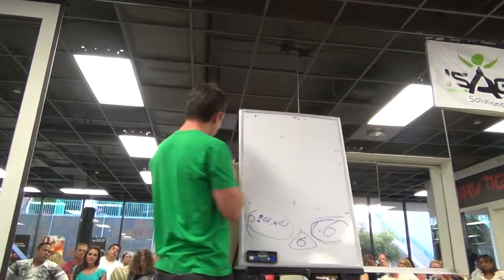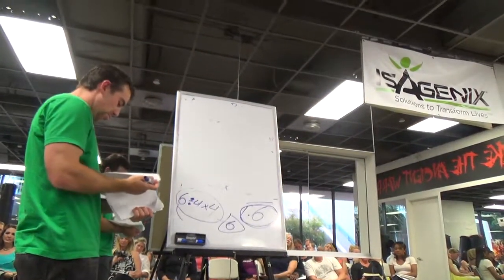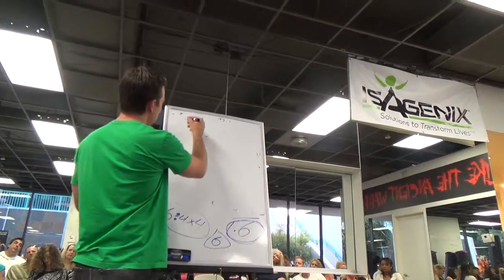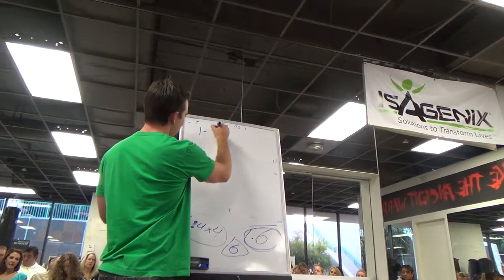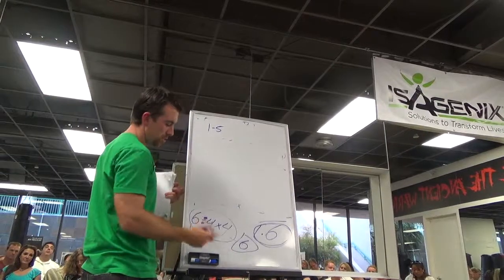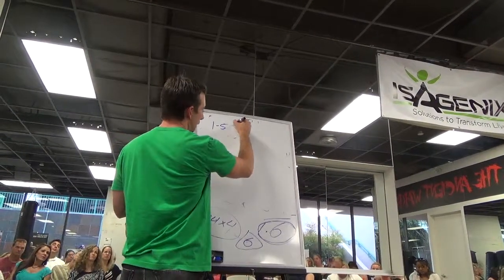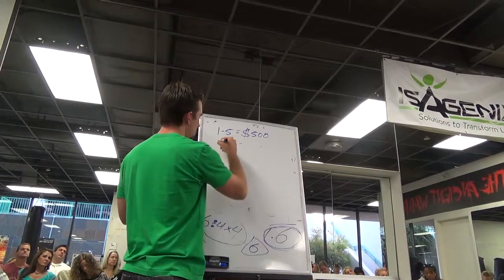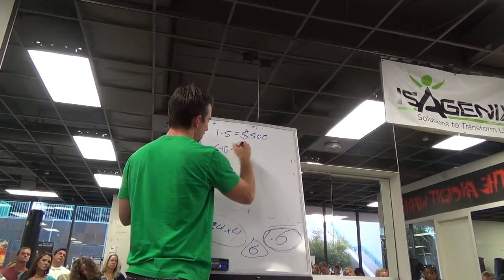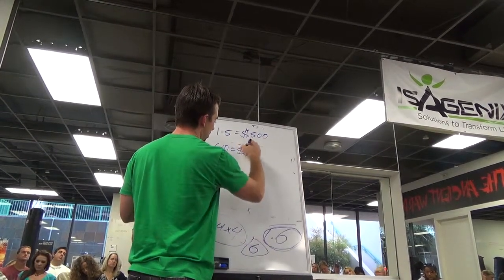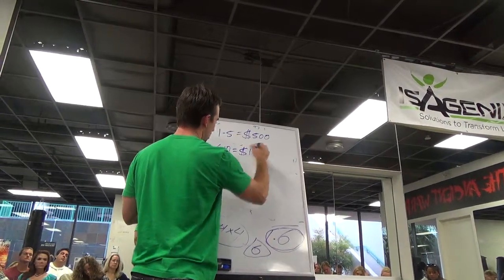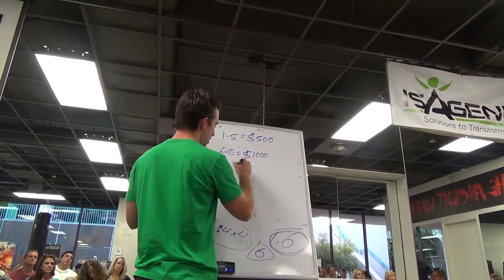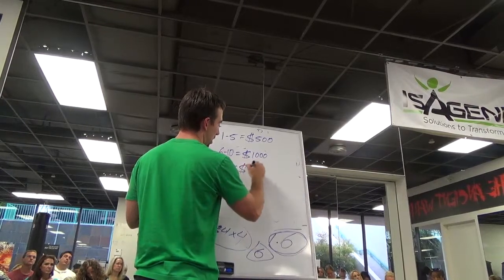So for the executive pool, if you've earned between 1 and 5 shares, the maximum you can earn is $500. Between 6 and 10 equals $1,000. And 11 or above, the max you can earn is $5,000.